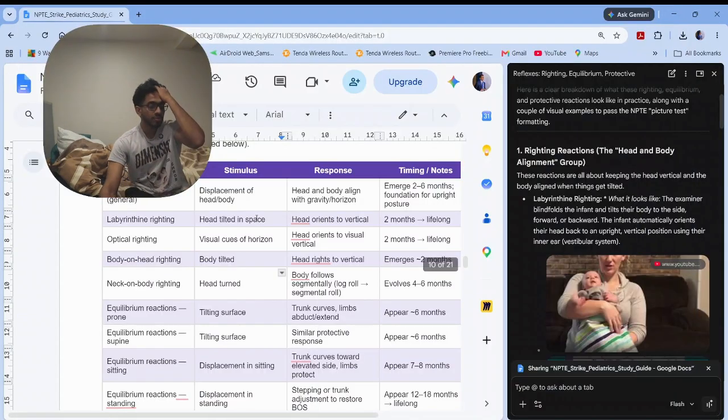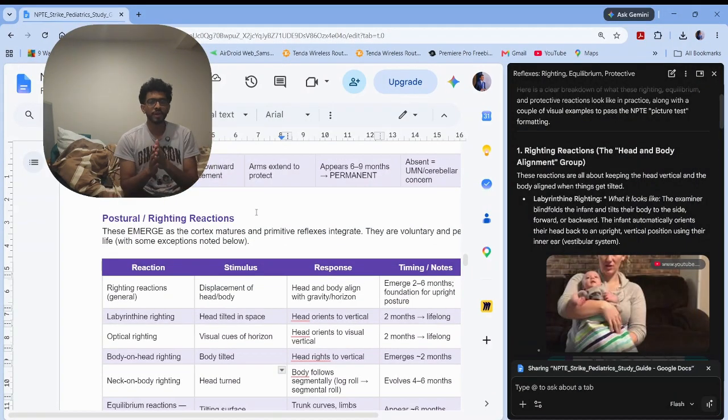Alright, so we are trying to understand the postural righting reflex. If you're preparing for NPT, watching these NPT videos, this is completely free. We're giving it completely free, and it is important, more than memorizing, to understand what these reflexes really are.